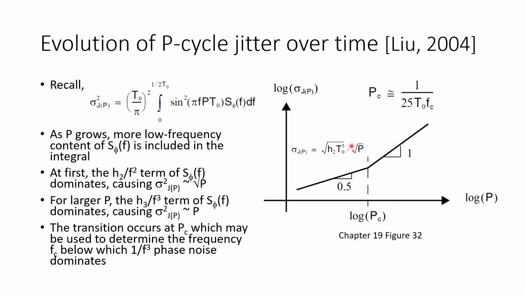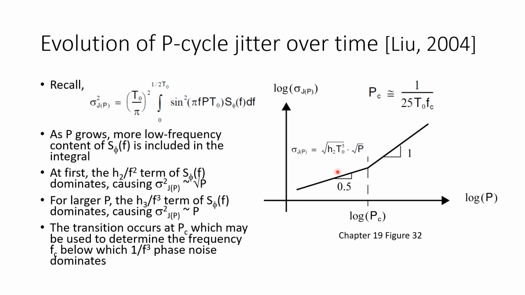Now for p large enough, we already saw that the jitter filter will eventually end up including terms at very low frequency where 1 over f cubed phase noise dominates. So at that point, the p-cycle jitter starts increasing more quickly. As we further increase p, now we're capturing very large increases in phase noise. And this plot on a log-log scale will therefore go from having a slope of 0.5, where the plot's proportional to square root p, to a slope of 1, where the p-cycle jitter becomes proportional to p.